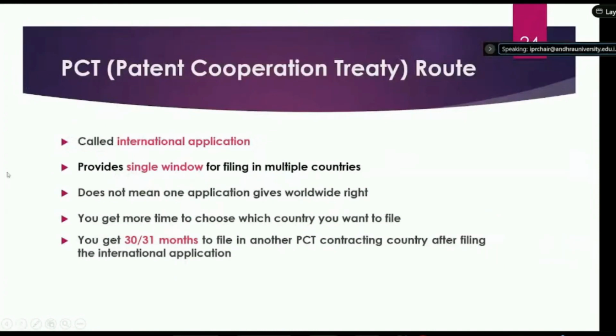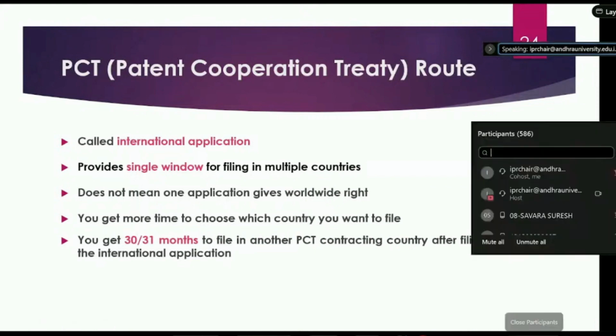PCT route, PCT is called International Application. This is not a granting authority. PCT is just a single window for filing in multiple countries. As I told you, if you want to file in 4 countries like China, US or something, you can choose those 4 countries. But if you are an MNC, multinational corporation, and you want to go to 80 or 100 countries, it's very difficult to separately file in those 100 countries, right? It's a lot of wastage of time and really tedious. So you go through the PCT route.